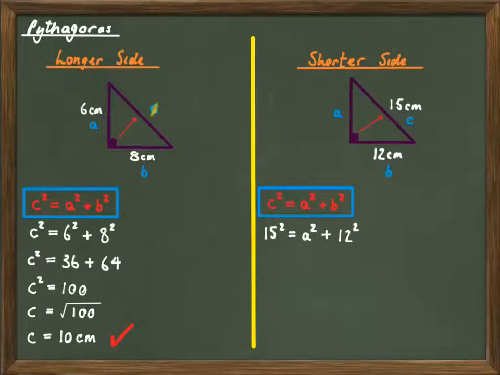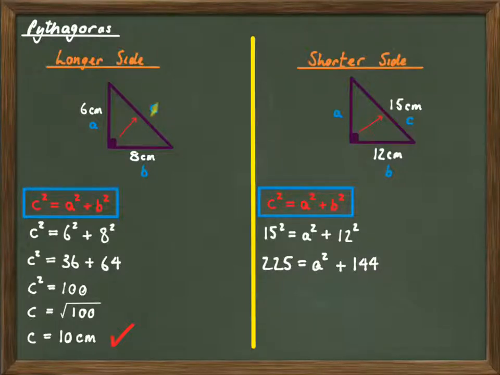So I've gone on then to substitute in my numbers. C squared, well I know C is 15, so 15 squared equals A squared, which is just going to stay as A squared for the moment because we don't know it, plus B squared is going to be 12 squared. And I'm going to tidy that up. 15 squared gives me 225, 12 squared gives me 144. So I'm left with a new line underneath: 225 equals A squared plus 144.